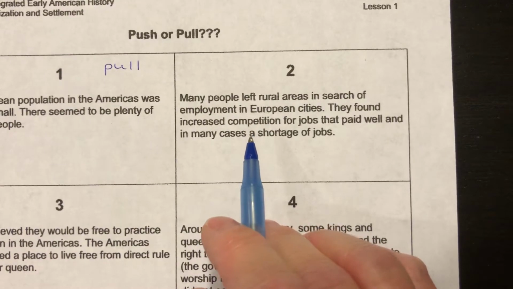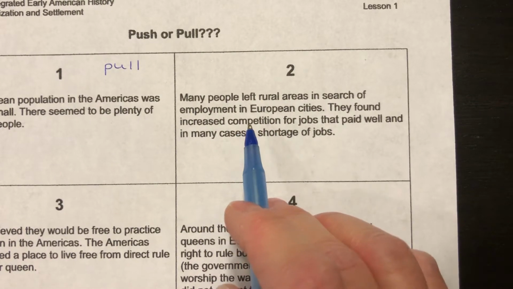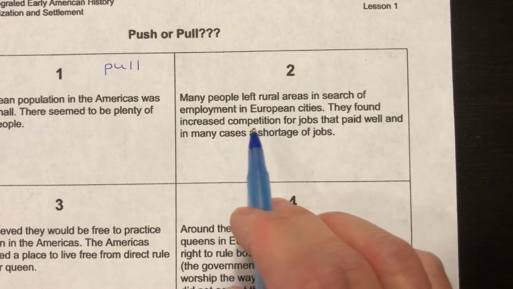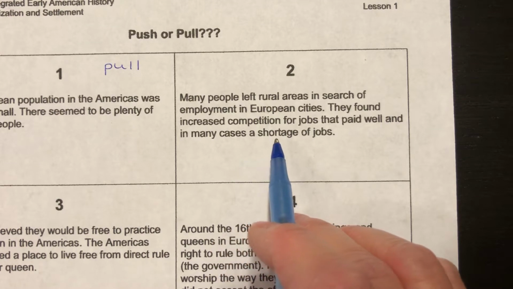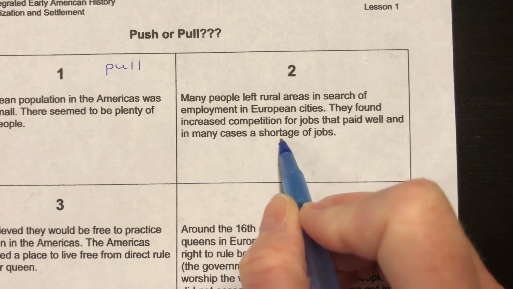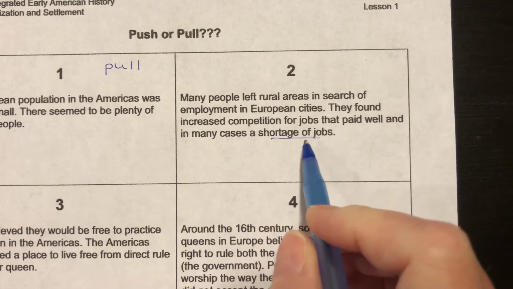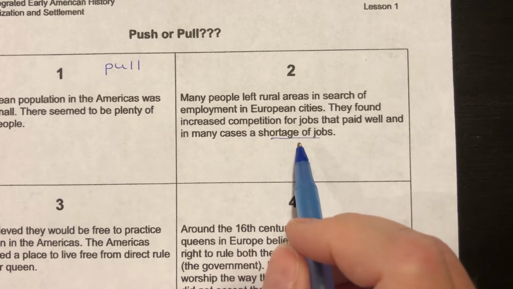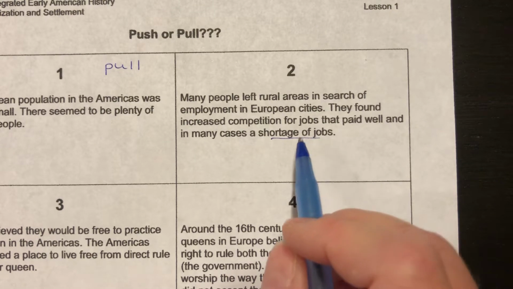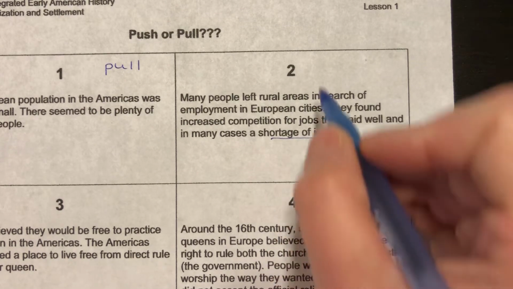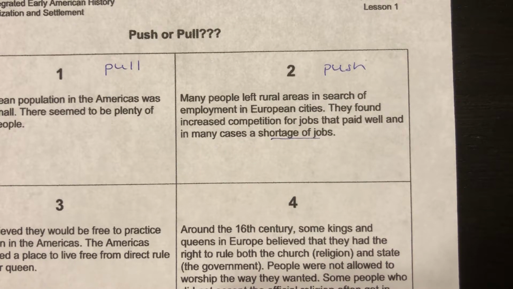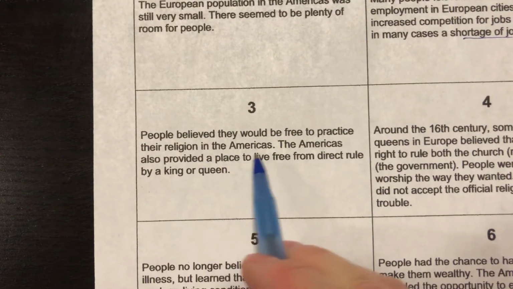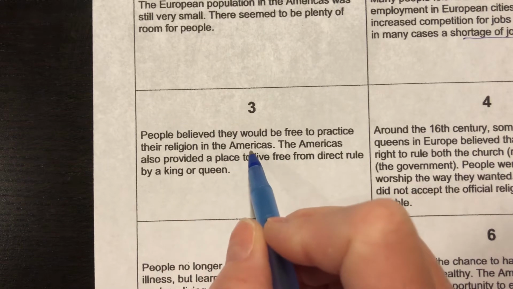Number 2, many people left rural areas in search of employment in European cities. They found increased competition for jobs that paid well and, in many cases, a shortage of jobs. So because they're having this shortage of jobs, this is something they don't like about where they're currently at, okay? So if it's something they don't like about where they're currently at, you should have labeled this as a push factor. Shortage of jobs.